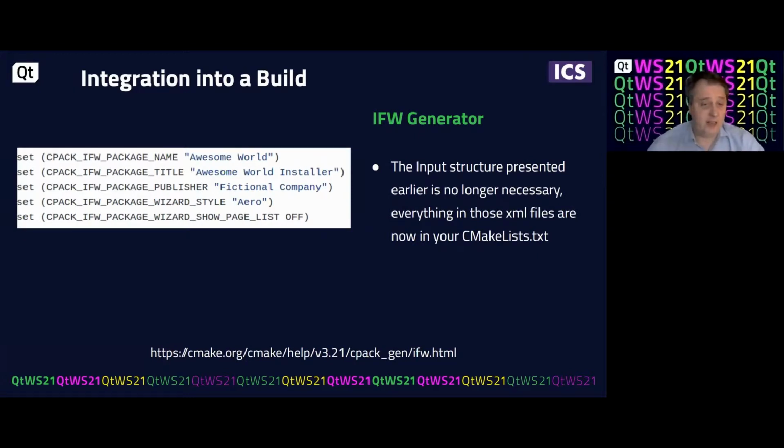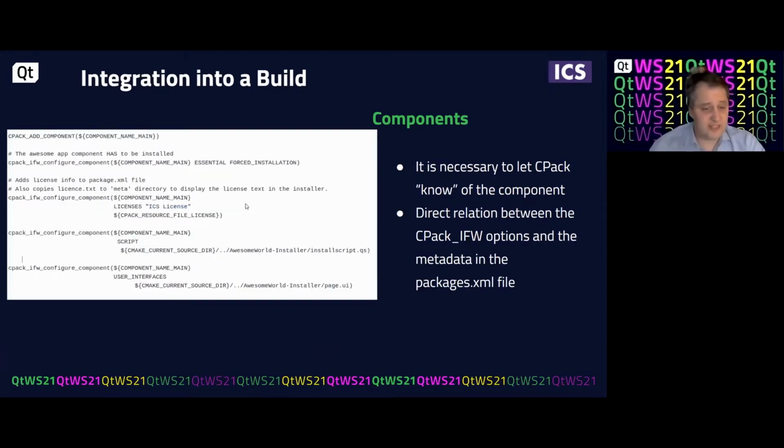Now, another thing you can do: remember all that metadata that you put in XML files? You don't have to do that anymore. You put that in your CMake file. There is a direct mapping between all of these things and one of the config file XML tags. So remember the wizard style was arrow? The same thing goes for the components.